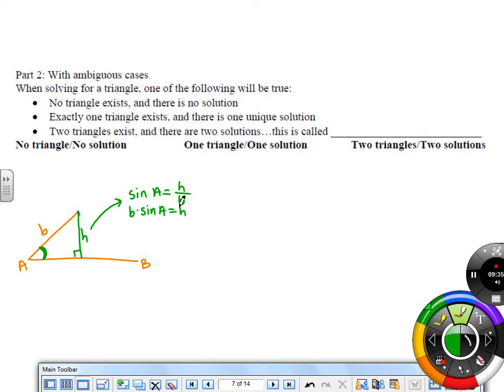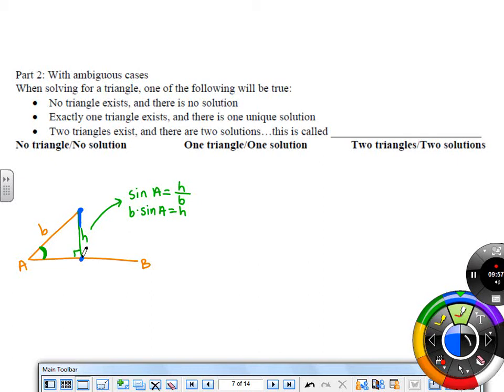So how do we know when we're going to have no triangle? We're going to have no triangle when we cannot complete this height distance right here. There's no way we can get from this point on side B down to some point along this side. Now, the shortest distance would be to go perpendicular. That's our h.